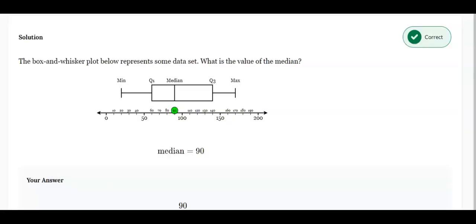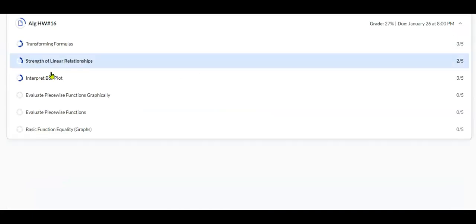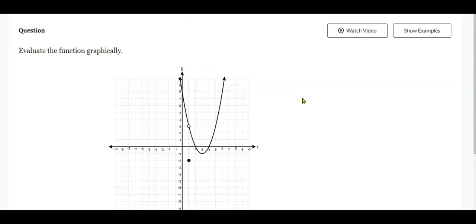Okay, let's take a look at the next topic. The next topic is on evaluating piecewise functions. So we have two sections of graph here. We have a quadratic and a single point. Let's see.